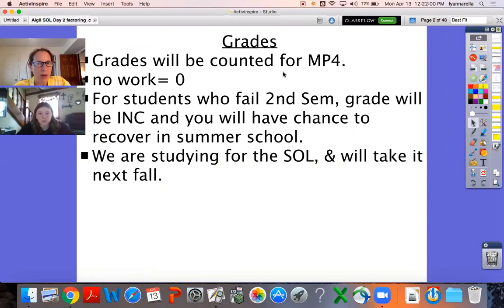They do want us to count grades for this marking period. So if you're not doing your work, last marking period, I didn't put zeros in because they asked us not to. The only one I put in was those who didn't test. But this time I will be putting zeros in because we have no other grades. It's not like we have 6 weeks of grades like we did last marking period. So unless they tell me differently, if there's no work being submitted, I'm going to put zeros in.